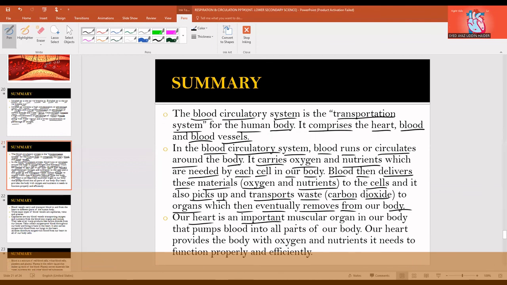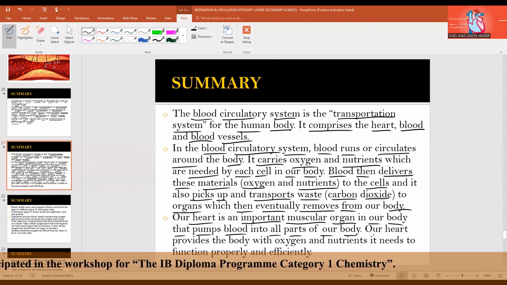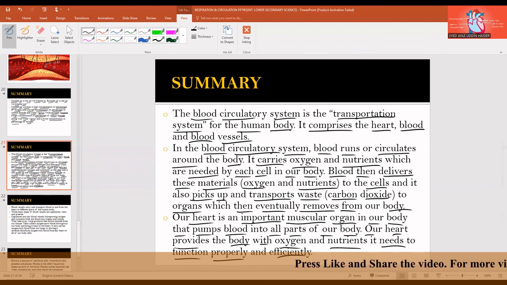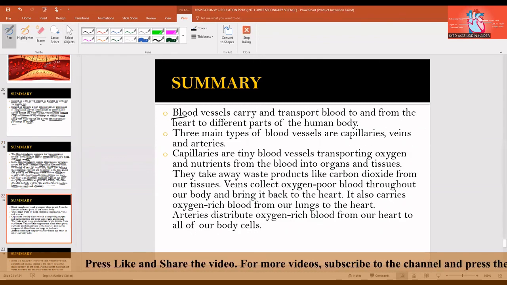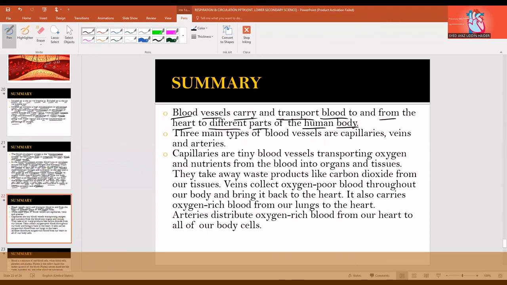Our heart is an important muscular organ in our body that pumps blood into all parts of our body. Our heart provides the body with oxygen and nutrients it needs to function properly and efficiently. Blood vessels carry and transport blood to and from the heart to different parts of the human body.